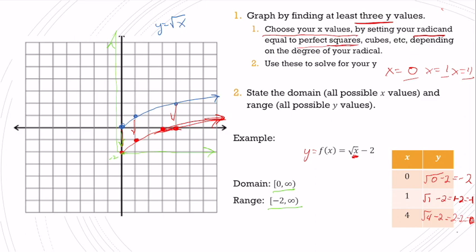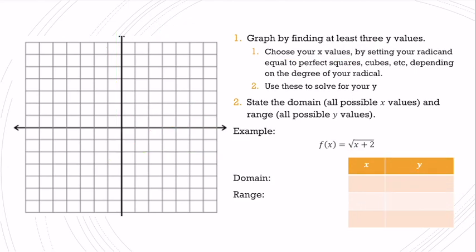So this was an example of what happens when I have the square root of x minus a constant. Let's take a look at what would happen if this minus 2 or another constant was under our radical. So I want to take f of x equals the square root of x plus 2. And I need to determine what our domain and our range is.